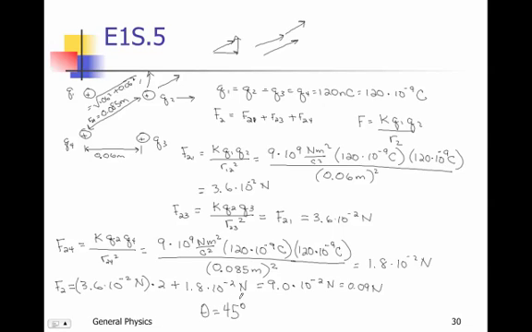So there we have it. We have the magnitude of the force is 0.09 newtons, and we have the direction is at a positive angle. We always measure our angle from the x axis, so this is going to be our angle theta, and that's a positive 45 degrees.